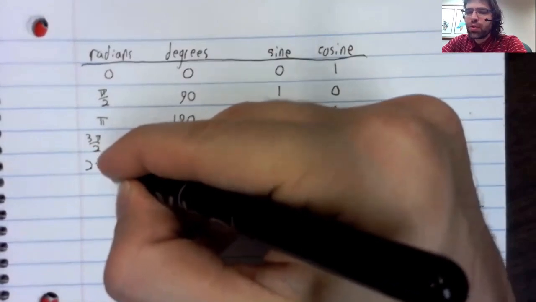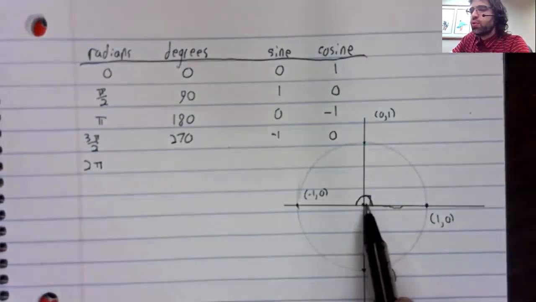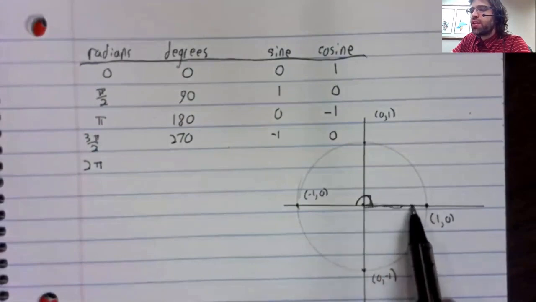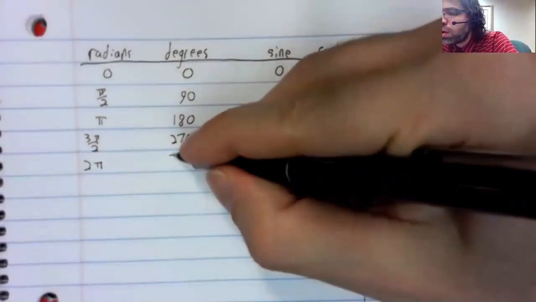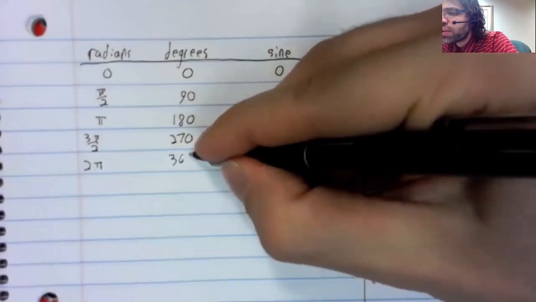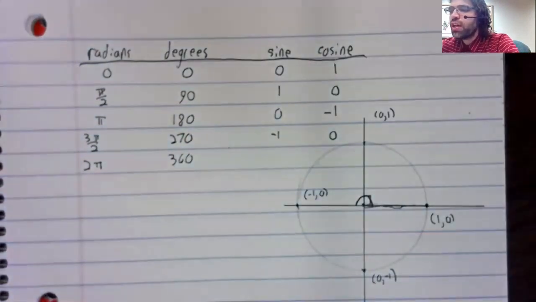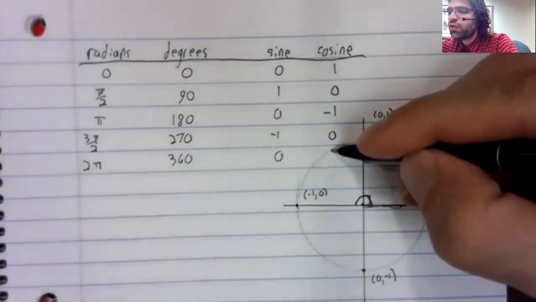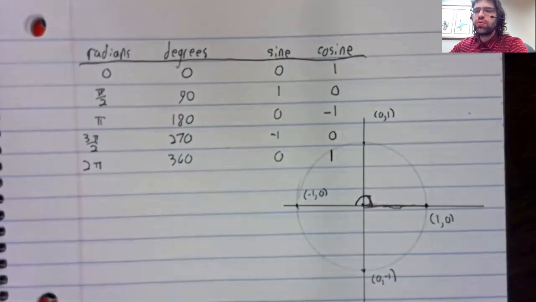And now we're back where we started. 2 pi radians puts us here again. That's a full 360 degree rotation. The sine is 0. The cosine is 1.